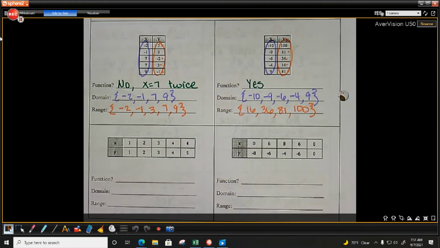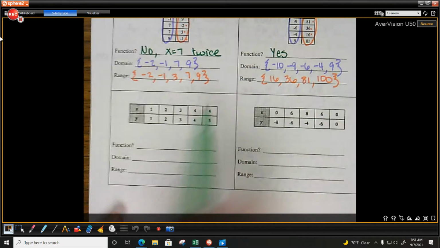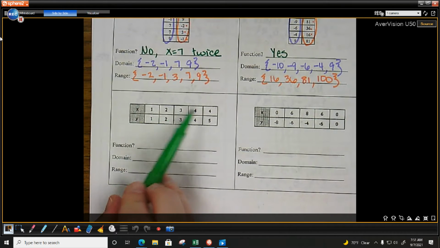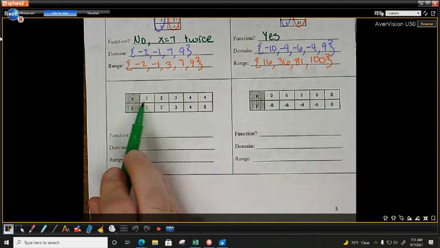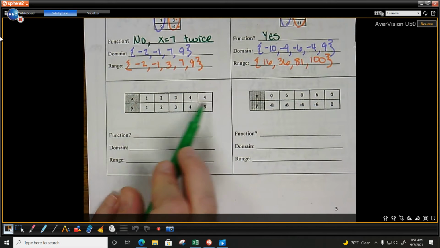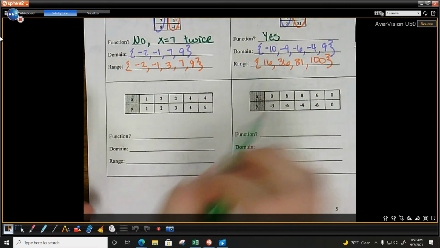Okay, but if we have ordered pairs, can't we make ordered pairs into a table? Yeah. Okay. Let's do the next one. Look at your X's. Do any of my X's repeat? Yes. Look at your x column. Yes, x is 4 twice. Do they have different y values? Yes. Making them different points. So is this a function?